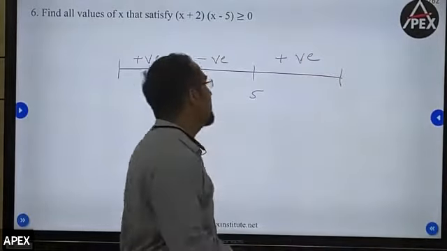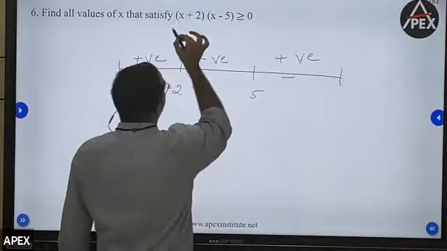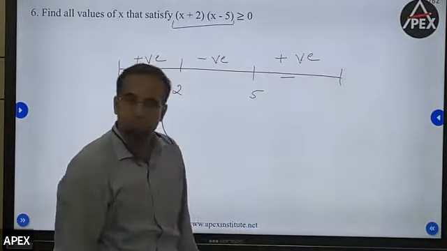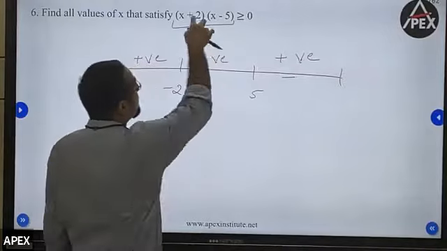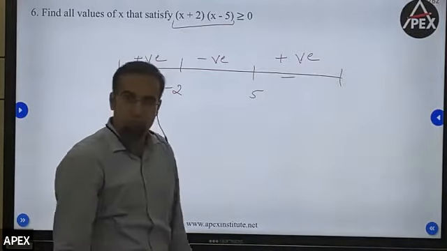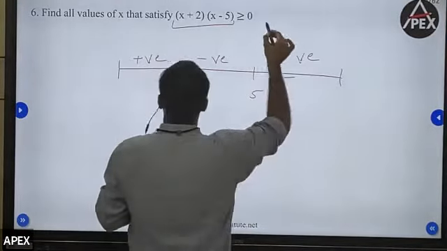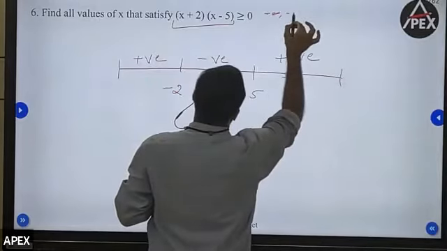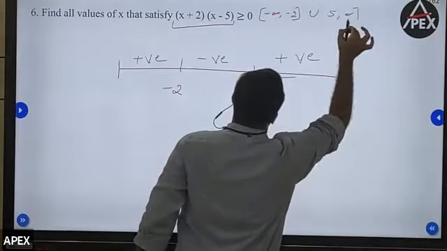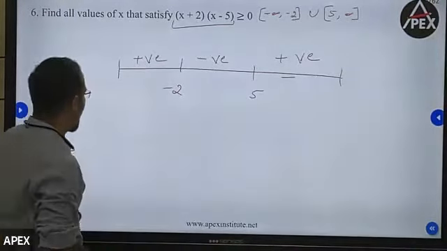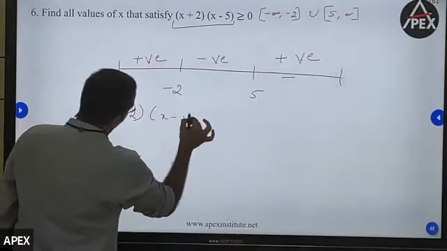Clear? Remember, for all the zones or regions where you wrote positive, the inequality will be greater than 0. For all the zones where you wrote negative, the inequality will be less than 0. So suppose I change this question now. The answer for the earlier question is minus infinity to minus 2, union 5 to infinity. Now let me change this question. What if I ask you for the answer to (x plus 2) into (x minus 5) less than 0?